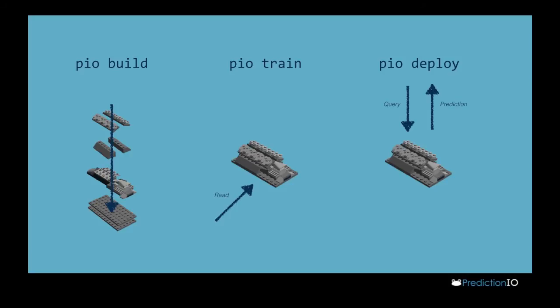The main pio commands, which you would have seen I repeated, are essentially build, which takes the different components and creates the engine, train, and also deploy.